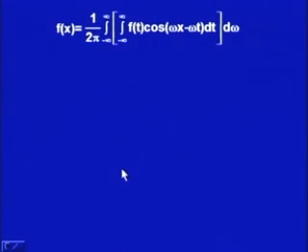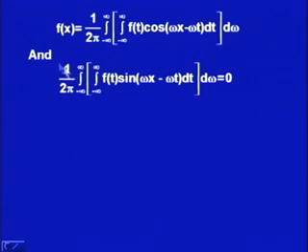So, what we get is 1 upon 2 pi, this integral now you see I am writing minus infinity to plus infinity, minus infinity to plus infinity f t cos omega x minus omega t dt d omega. Now, in the similar manner, if I take this integral f t sin omega x minus omega t dt.